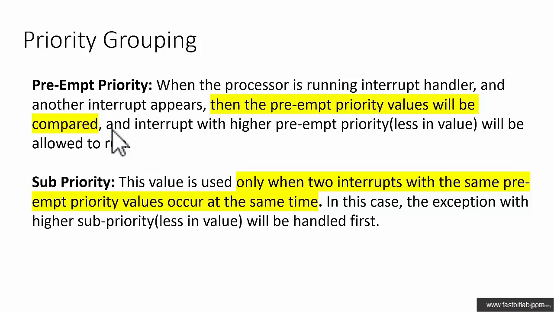Subpriority value is used only when two interrupts with the same preempt priority values occur at the same time. Remember that. In this case, the interrupt with higher subpriority will be handled first. That means subpriority is used to resolve the conflict only when two interrupts with the same preempt priority values occur at the same time.